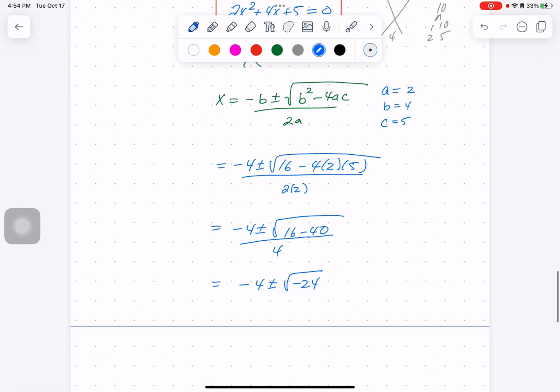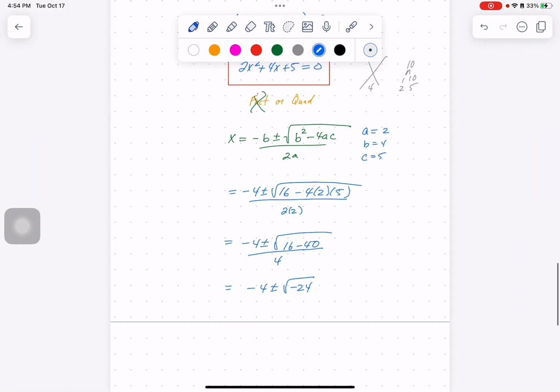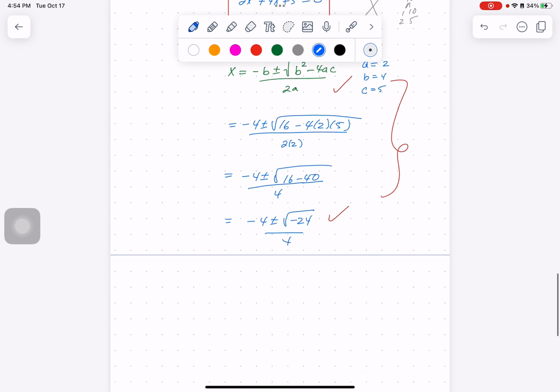Okay, so we better stop for a second. I want 2 marks for this stuff. I'll give you 1 for getting the quadratic formula, and I'll give you 1 for getting it down to negative 4 plus or minus square root negative 24 over 4. So there's 2 marks there, 1 at the beginning, 1 at the end. Unfortunately, nothing for the middle part.